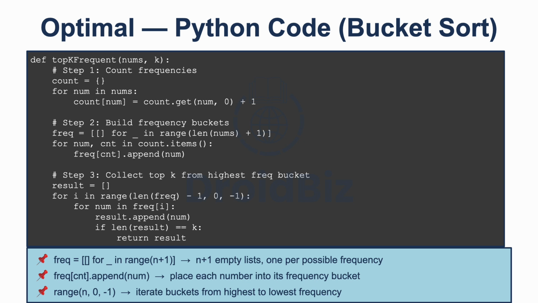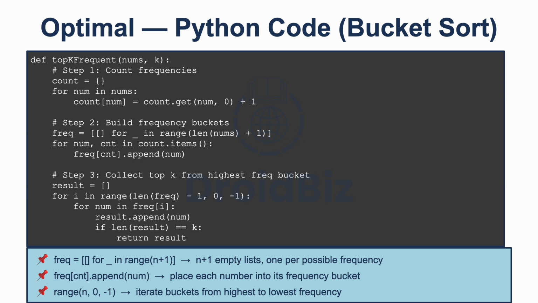Then we loop through our count dictionary. For each number and its count, we append that number into frequency at the index equal to its count. Step 3. We collect the top k elements. We loop through the frequency list from the end to the beginning using range with a step of -1. This goes from highest frequency down to lowest. For each bucket, we loop through the numbers inside it and append them to our result list. As soon as the result list reaches length k, we immediately return it.